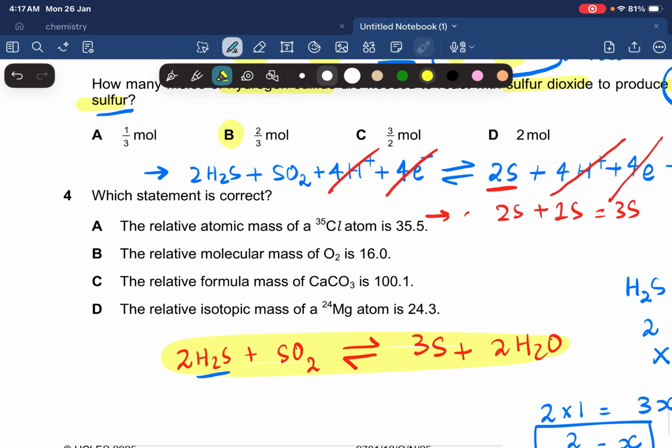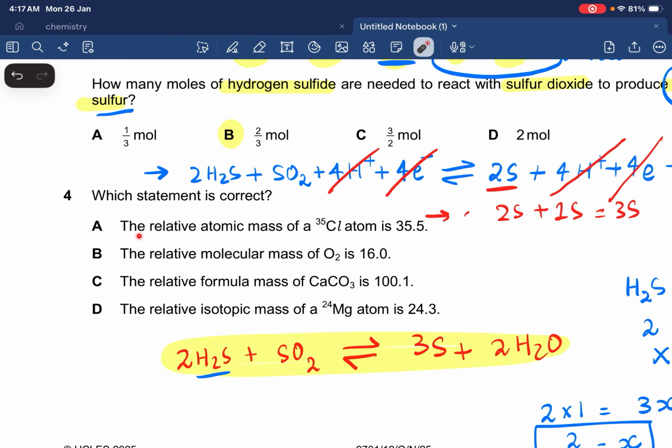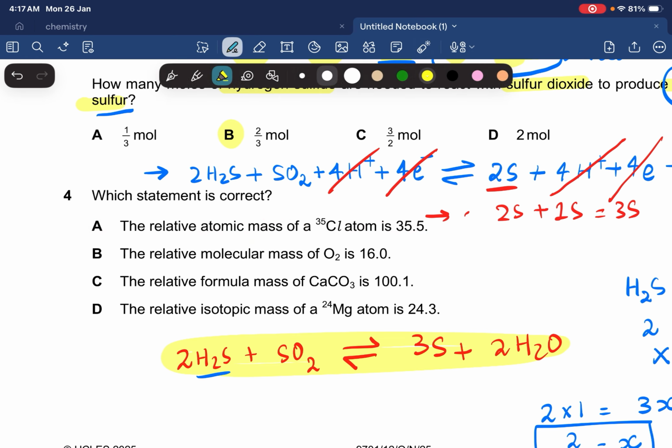Okay. Which statement is correct? The relative atomic mass of a chlorine 35 atom is 35.5. No, that's incorrect. The relative atomic mass of just chlorine is 35.5 because the relative atomic mass includes both isotopes of chlorine. In fact, all the isotopes of chlorine. So this is incorrect. The thing that makes it incorrect is this: the relative atomic mass of just chlorine is 35.5. So there should have been a chlorine here.